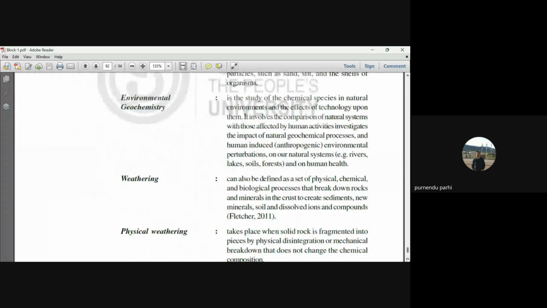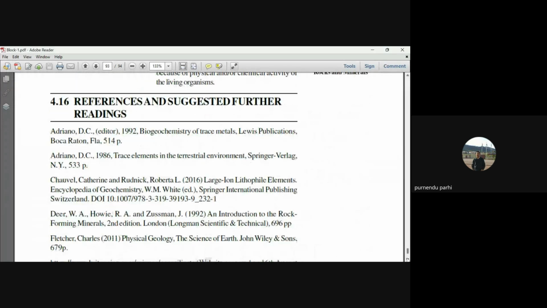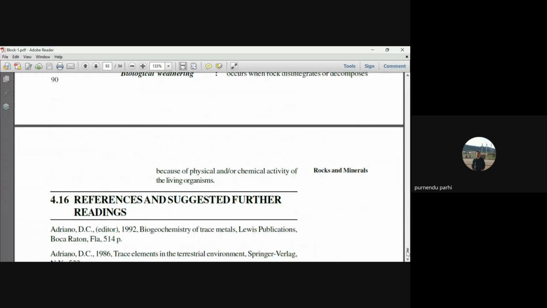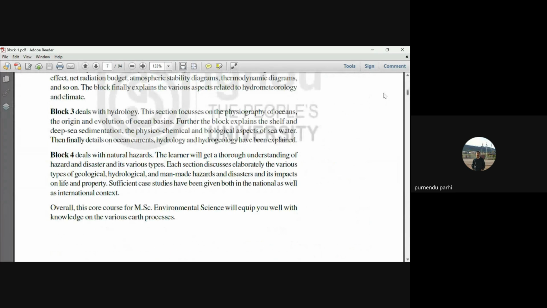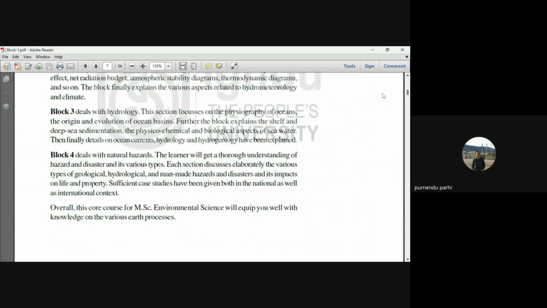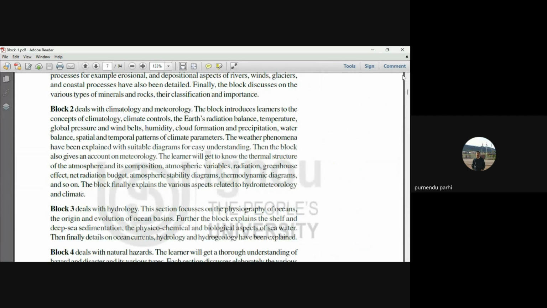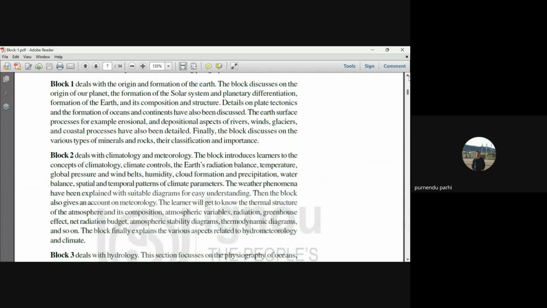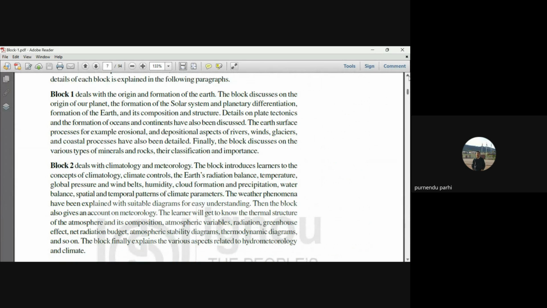So this is the discussion, we finished the first block today. Then block 2 will deal with climatology and meteorology, which we'll be discussing tomorrow.